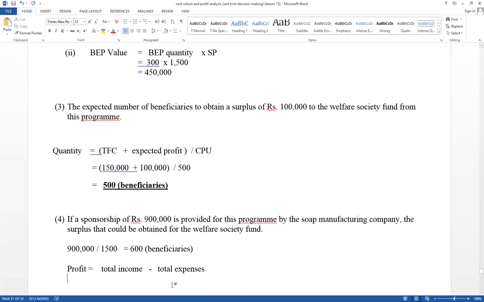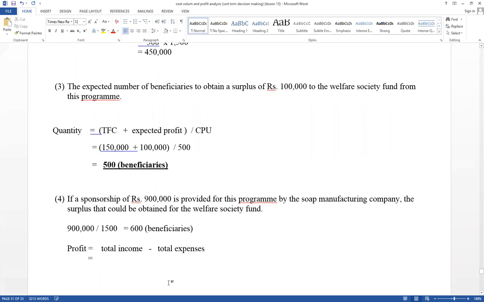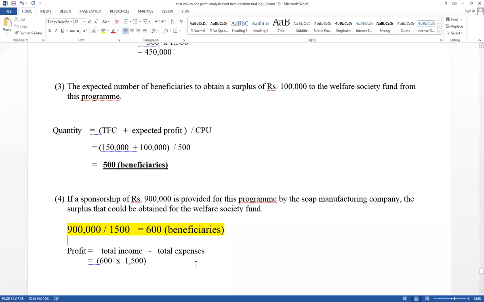Think about the sponsorship received for 600 participants. Therefore, total income equals 900,000. It can be calculated like this also: for 600 participants, 1,500 each. The per participant value is 1,500, then the total received amount equals 900,000. Then think about the number of beneficiaries. Therefore, total income equals 900,000.